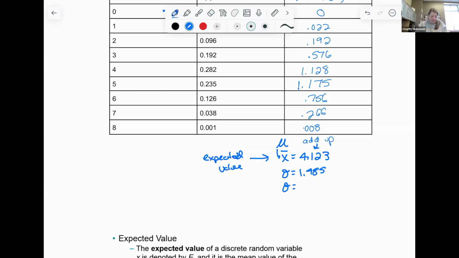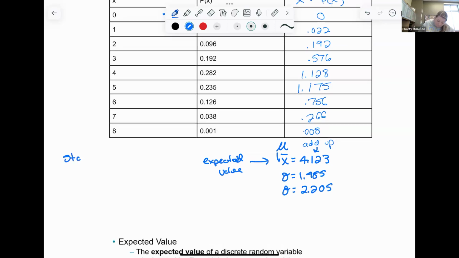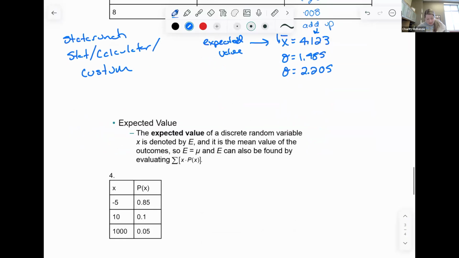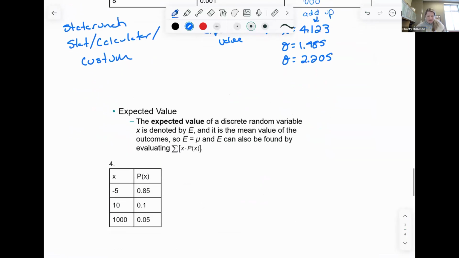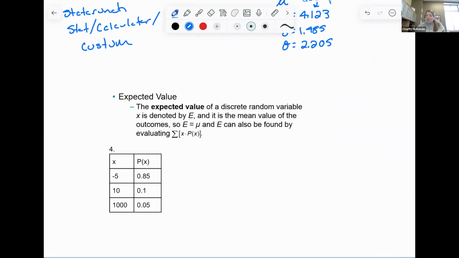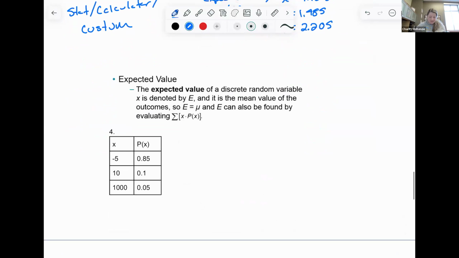So the only thing StatCrunch will give us is the standard deviation, but I can put it into my calculator and square it, and that would give me a variance of 2.205. So a little bit weird. In StatCrunch, we have to go to Stat, then Calculator, and then it's Custom. Okay, and then you'll be able to get those. The expected value, the mean, is pretty easy to get. It would probably take you longer to type it into StatCrunch than to get it. So something like this.